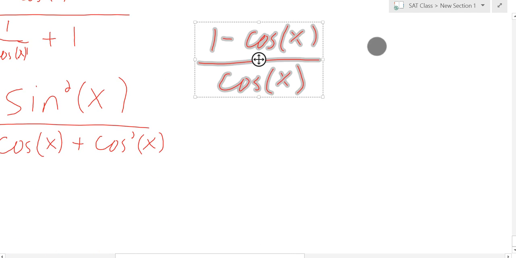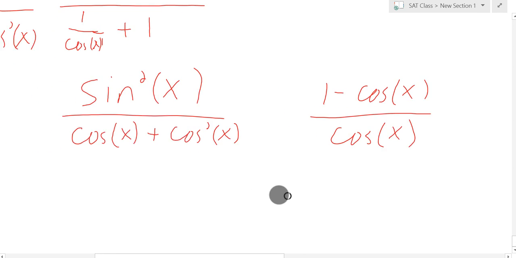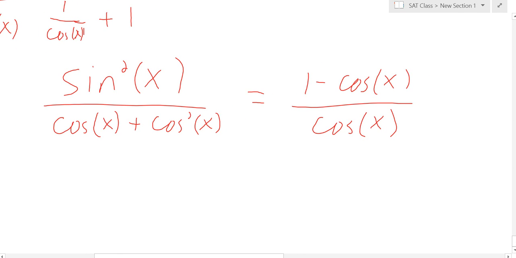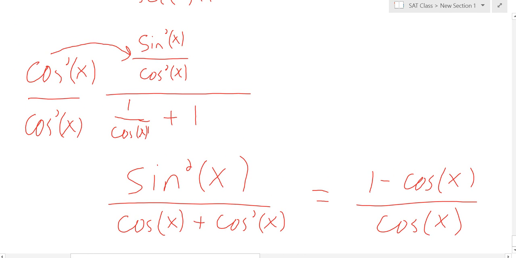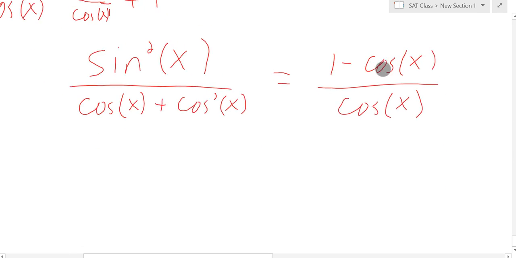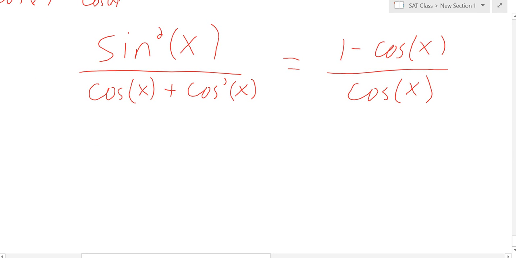So let's bring this down here. Remember, this is where we're trying to get to. How do you get 1 minus cosine? We didn't get 1 minus cosine. We got sine squared. We're trying to get the top to be 1 minus cosine. What about the bottom? Oh, no, it's cosine, right? Cool. So now we're stuck here, right?